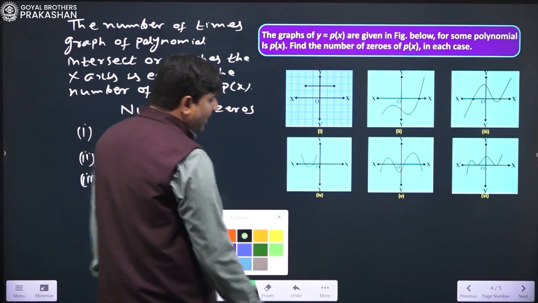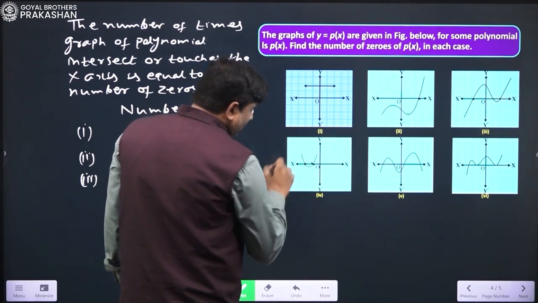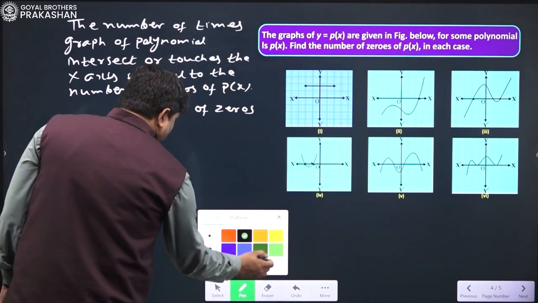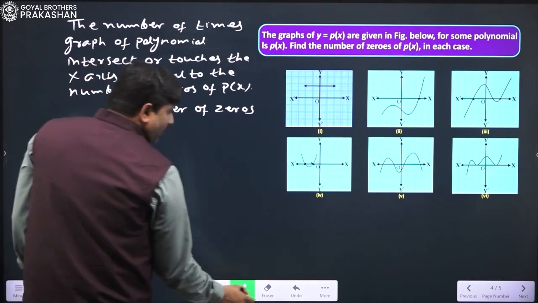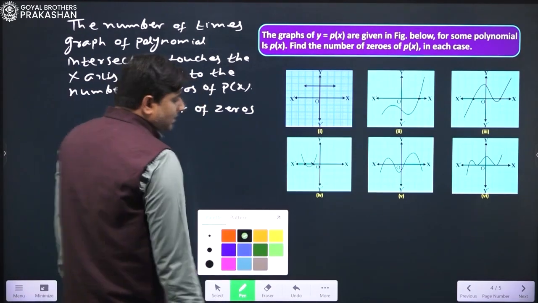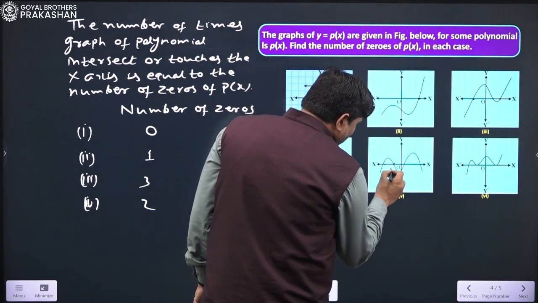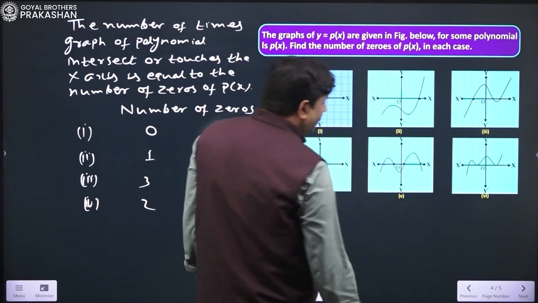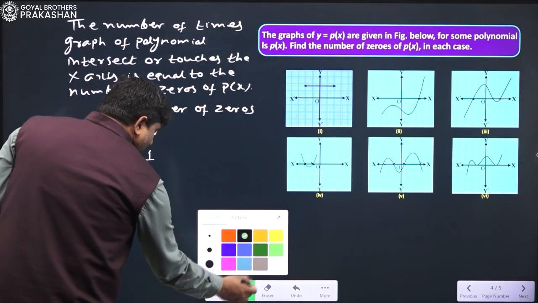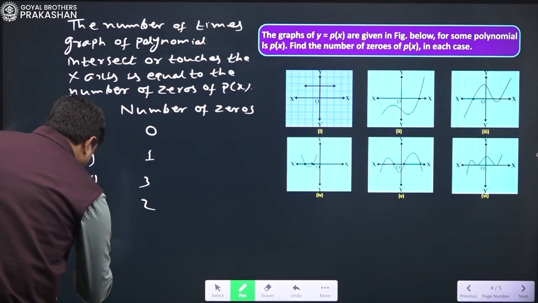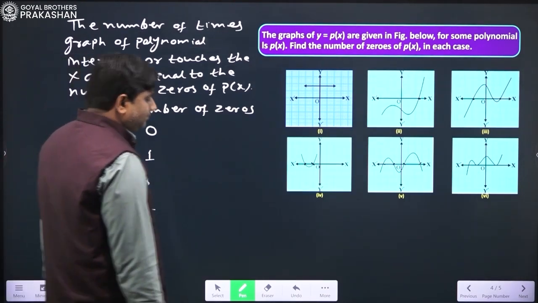Now for the fourth part, the graph intersects the x-axis at 2 points. It means the number of zeros is 2. Now for the fifth part, the graph intersects the x-axis at 1, 2, 3 and 4 points. At 4 points the graph is intersecting. So for the fifth part, the number of zeros is 4.